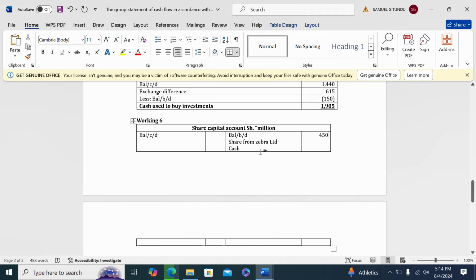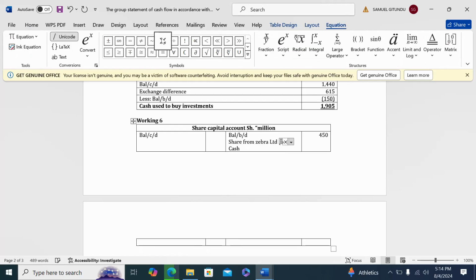Then the shares acquired from Zebra, that is a subsidiary, we have been told that 6 million shares were acquired. So we take 6 million. What was the par value of these shares? The par value was 10. Remember, any price above the par value becomes the share premium. So under the share capital account, we only put the shares at their par value. So multiply by the par value, which is 10. I'm getting 60.